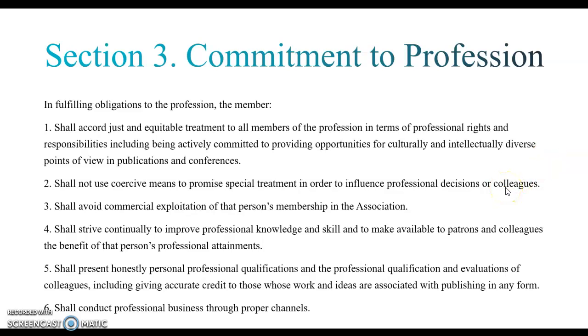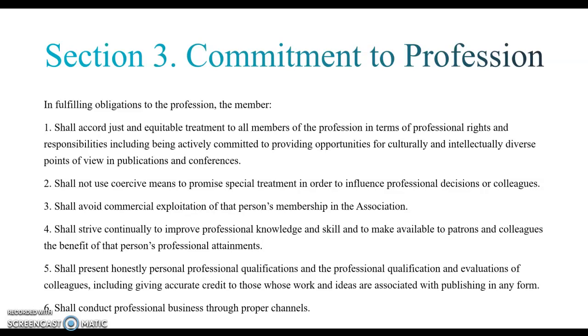Section 3, commitment to the profession. In fulfilling obligations to the profession, the member shall accord just and equitable treatment to all members of the profession in terms of professional rights and responsibility, including being actively committed to providing opportunities for culturally and intellectually diverse points of view in publications and conferences. Second, shall not use coercive means or promise special treatment in order to influence professional decisions of colleagues.